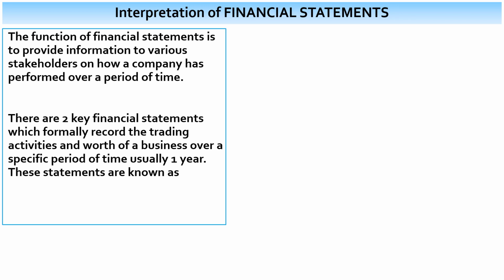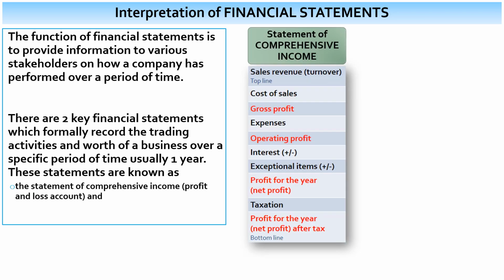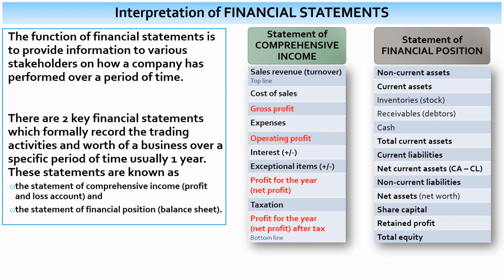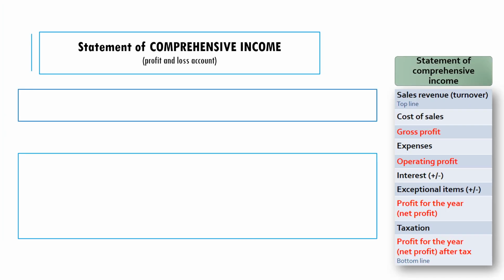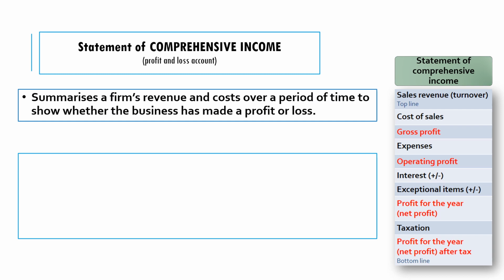There are two key financial statements which usually record the trading activities of a business, normally over a period of 1 year, and these are known as the Statement of Comprehensive Income and the Statement of Financial Position. Now, the Statement of Comprehensive Income summarizes the revenue and costs over a period of time and shows us whether the business has made a profit or a loss.